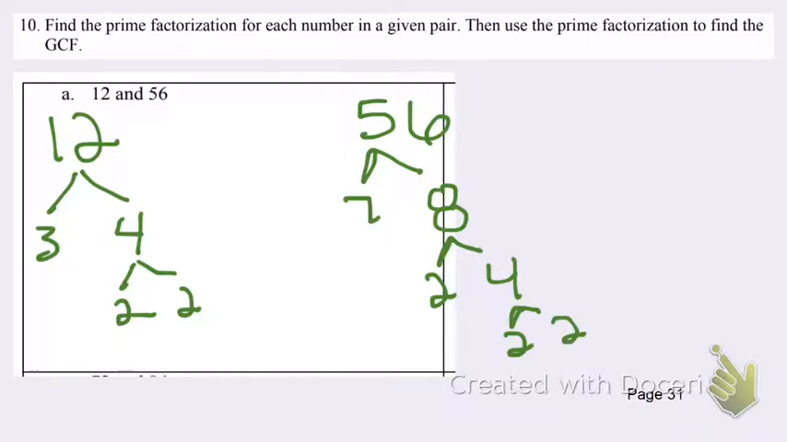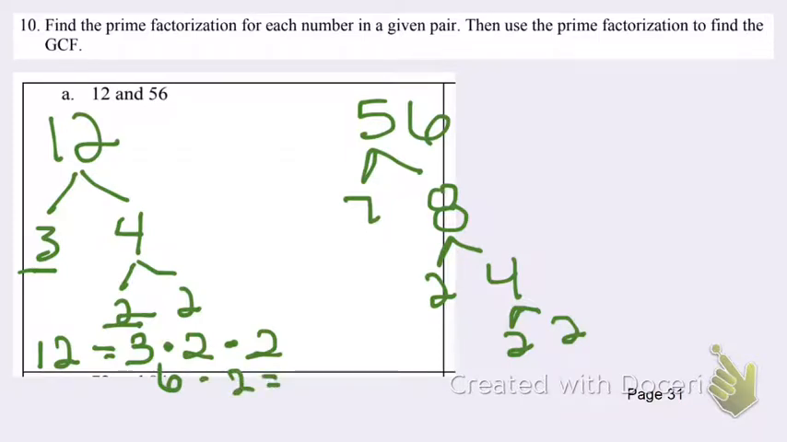So now I need to figure out what my prime factors of each number are. So I'm going to go back to my number 12, and I can say that 12 is 3 times 2 times 2. Now we can check this out to make sure that this is true. What's 3 times 2? 3 times 2 gives me 6. And 6 times 2 gives me 12. So that does equal my number that I'm working with.